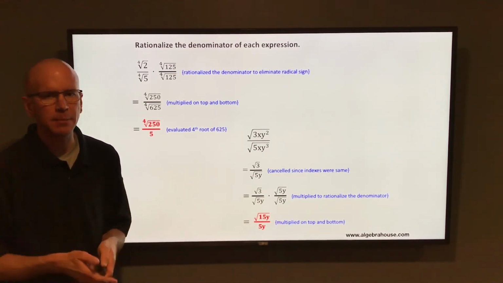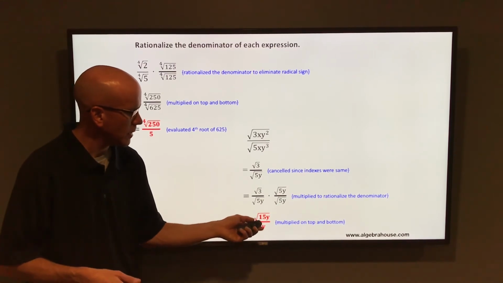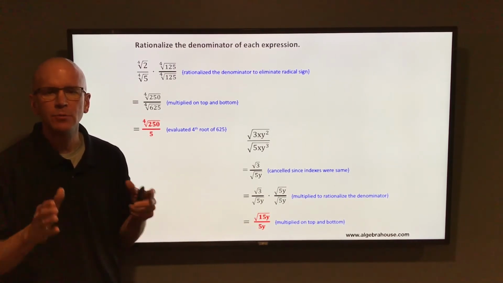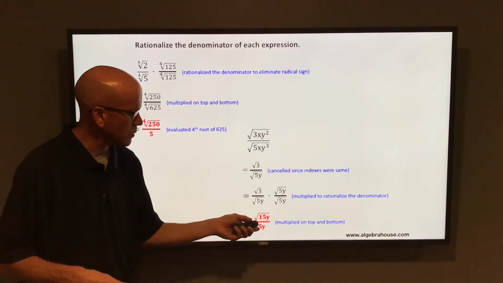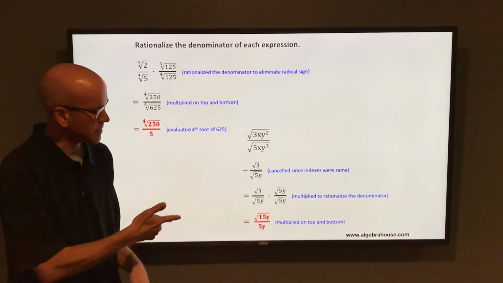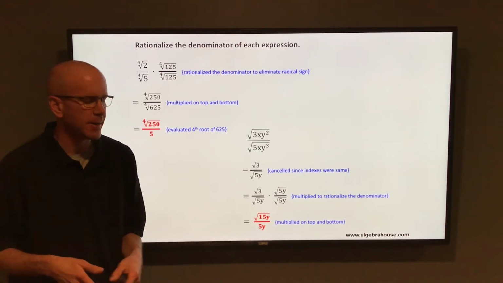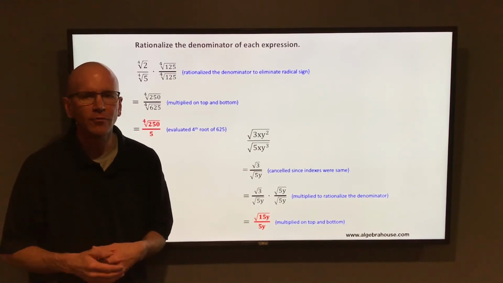Now, a common mistake people make here is they want to cancel the 5y with the 15y. You can't do that. One is under the square root sign, one is not. That is as far as it goes. That is completely simplified. The square root of 15y over 5y.